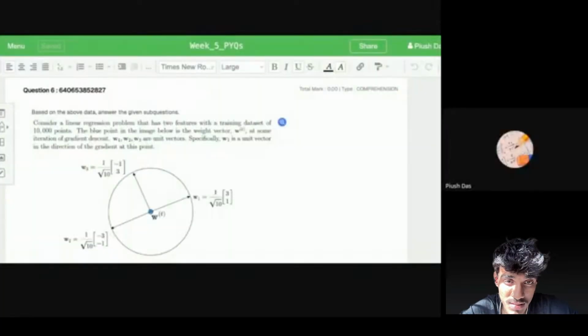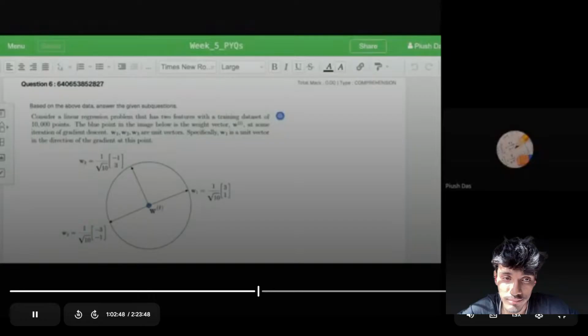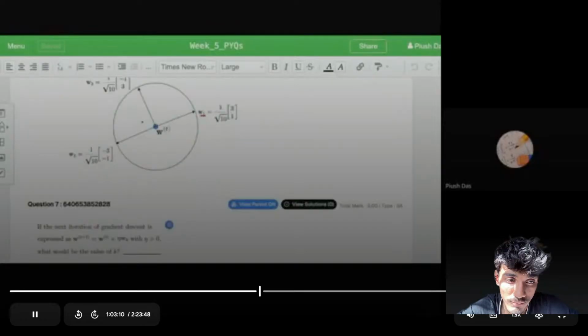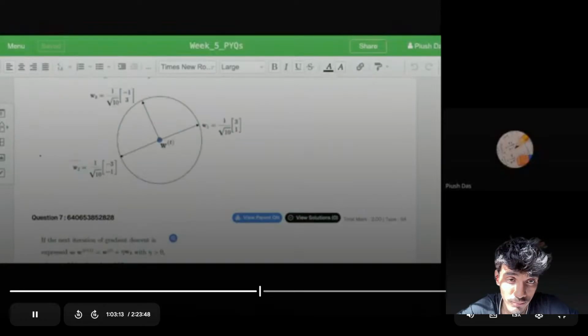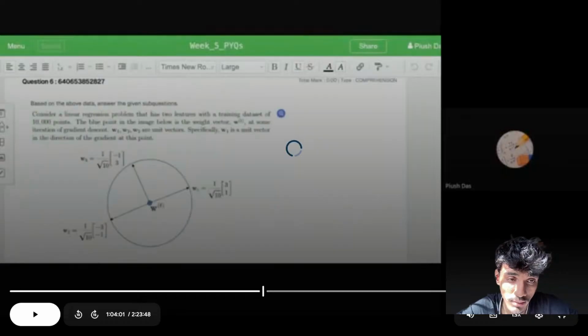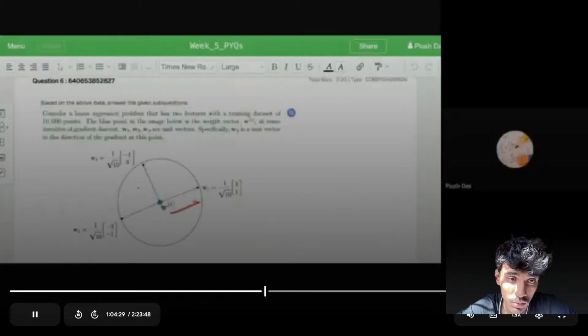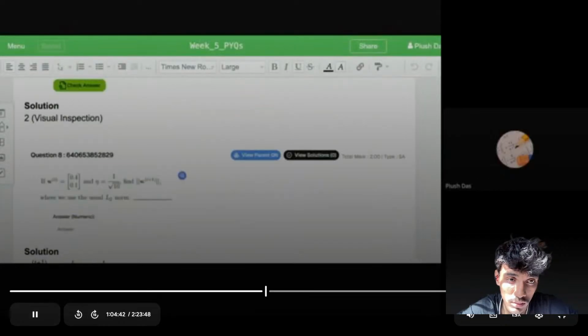This is in the direction of the gradient at this point. Okay. Now w t plus 1 is equal to w, will it be w2 or w3? So according to you, Manan, what could be the possible answer? Okay. So here we are given the value of w t. This w t is given to us.